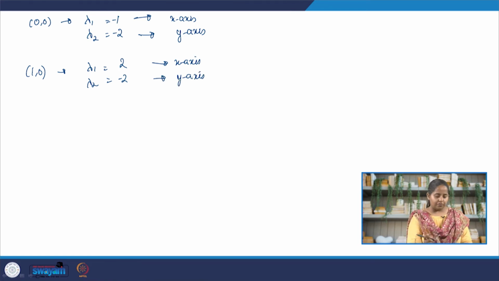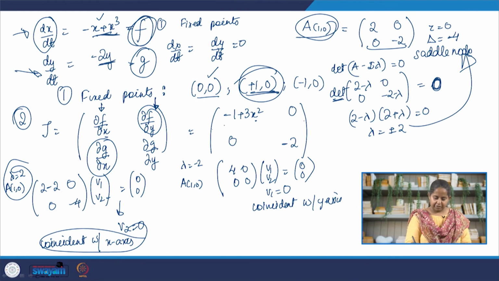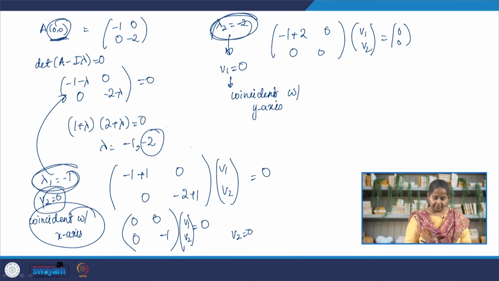Now, we have one more fixed point to go, which is minus 1, 0. So, I will do the calculation here and then erase it and then summarize and then we will draw the phase portrait. So, very important, remember your Jacobian matrix.